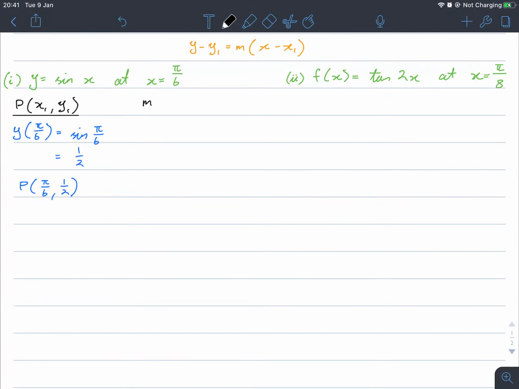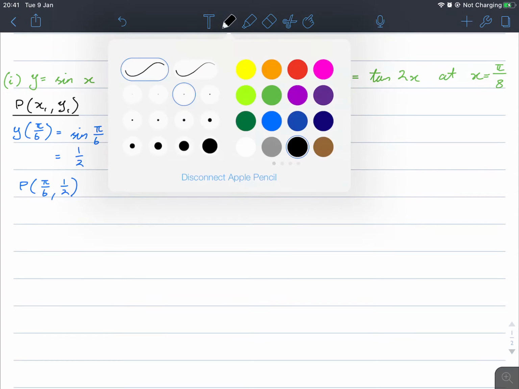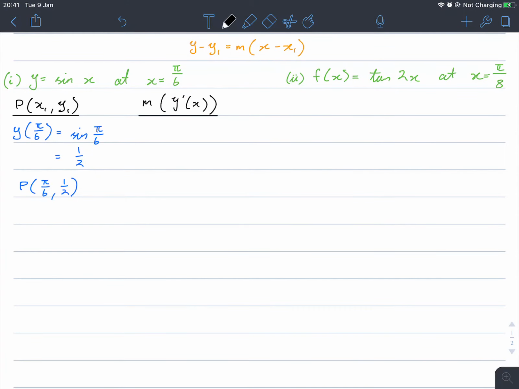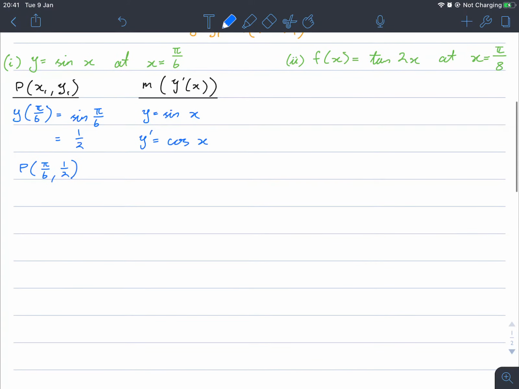So m. We need this to be y prime at the point x. Okay. So let's derive our function y equals sine x. So we have y equals sine x. Y prime will be cosine of x. And if we substitute our given point, pi on 6, we get cosine pi on 6.